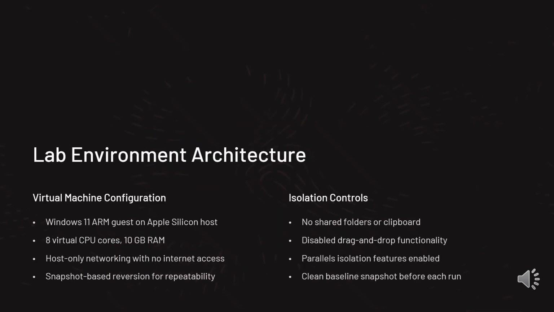Lab environment architecture. Our investigation relied heavily on the architecture of the malware lab. This lab was built using Windows 11 ARM inside Parallels on Apple Silicon. While Apple Silicon introduces some nuances in memory structures, the environment provided strong isolation and reliable performance. We assigned 8 virtual CPU cores and 10 gigs of RAM so it would remain responsive under heavy loads. This is important because many forensic observations require capturing system state mid-execution, which you'll see later.